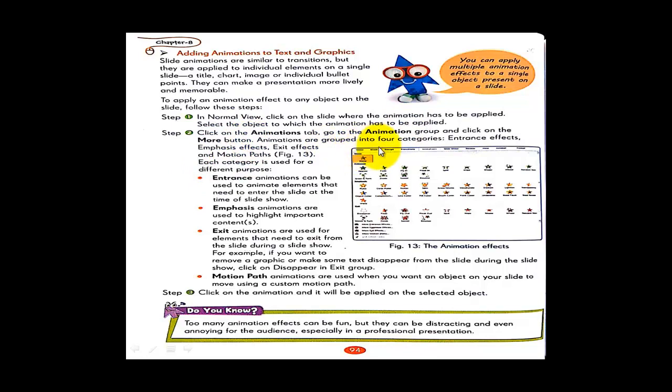Animations are grouped into 4 categories. First one is entrance effects, then emphasis effects, exit effects, and motion paths, shown in figure number 13, the animation effects. These are the 4 categories for animation effects. Each category is used for a different purpose.